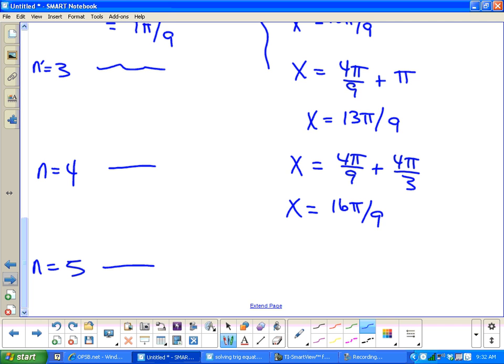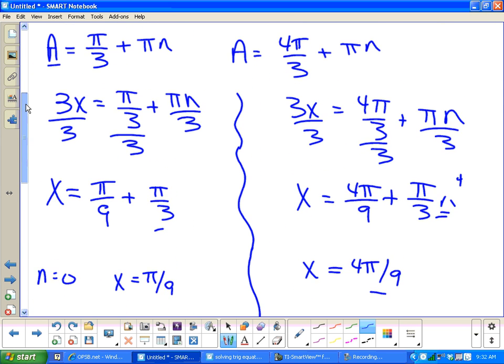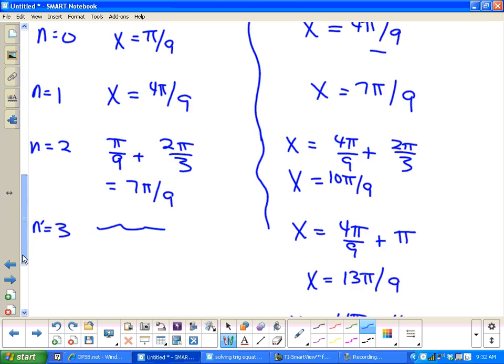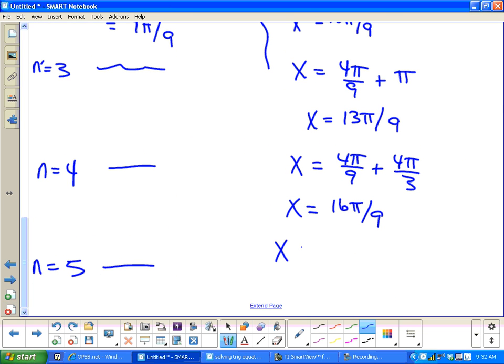Now, if n is equal to 5, let's see. That's going to be 5 pi over 3 then, right? Okay, so 4 pi over 9. Yeah, it is. All right, I just want everybody to see why it's too big, though. Okay, so 4/9 plus 5/3 is 19 pi over 9.